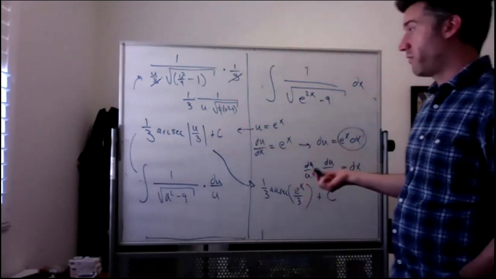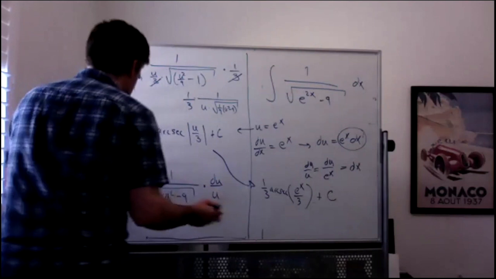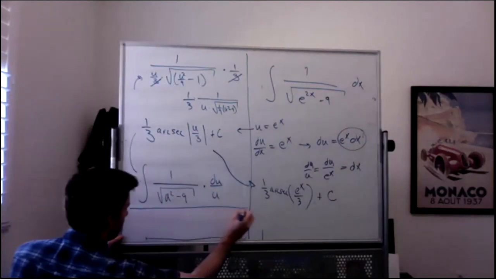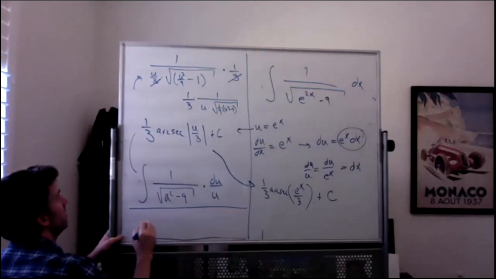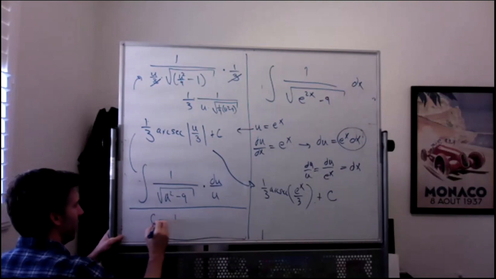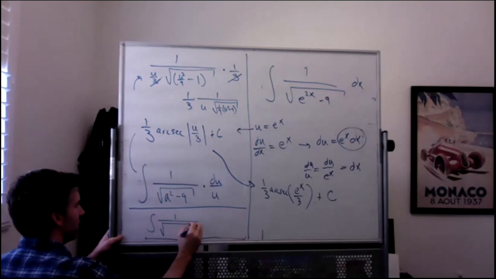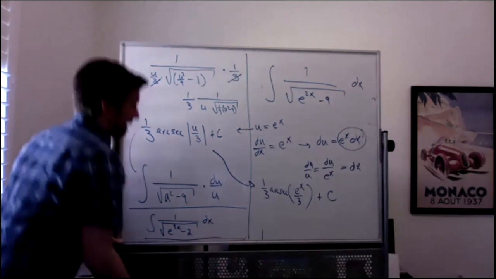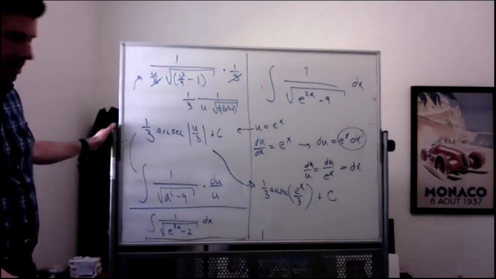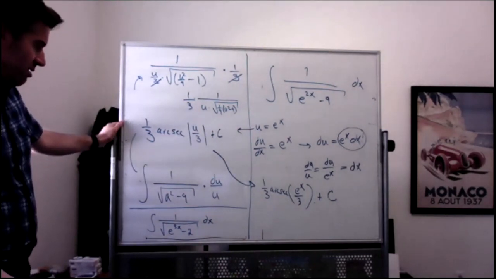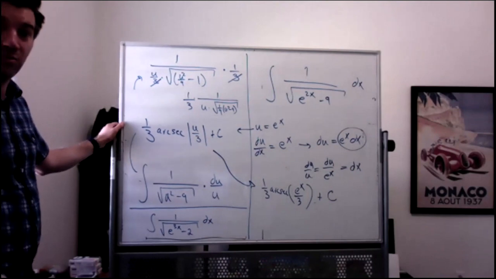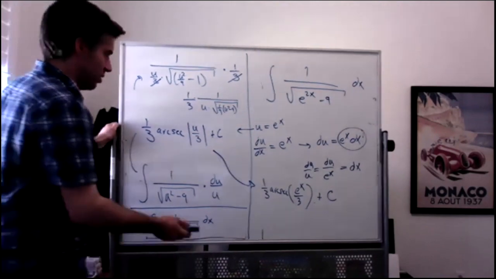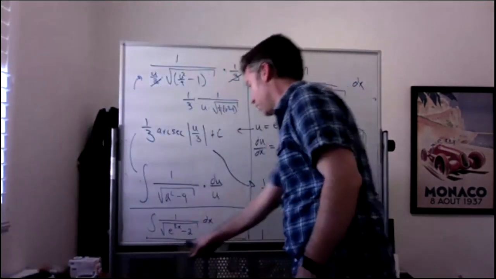So for the version that was written to me in the chat, which was the integral of 1 over the square root of e to the 3x minus 2 dx, it's going to work out similarly. It's really garbage, though. Yeah, it's a terrible problem. But yeah, so you do the same sort of thing.